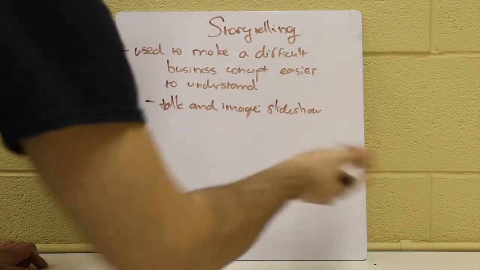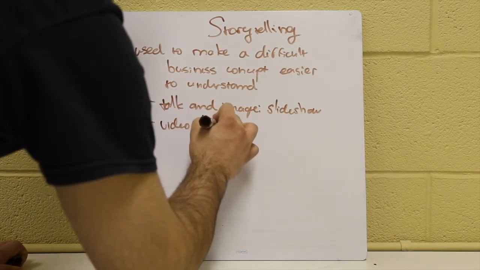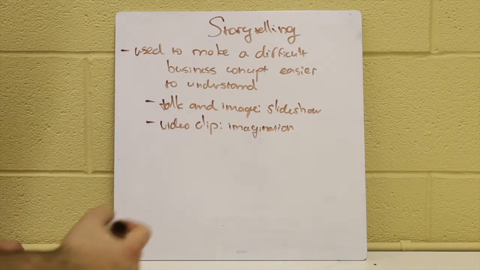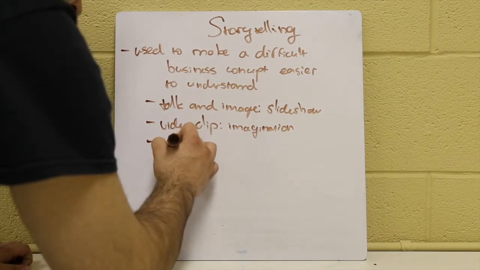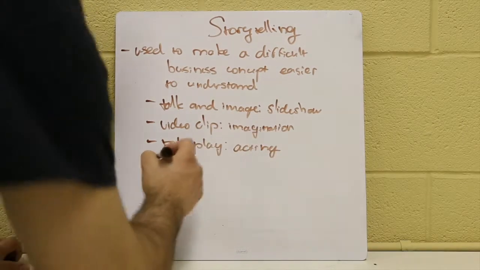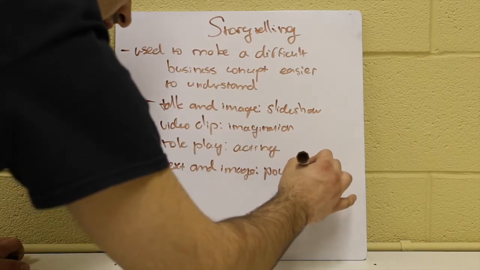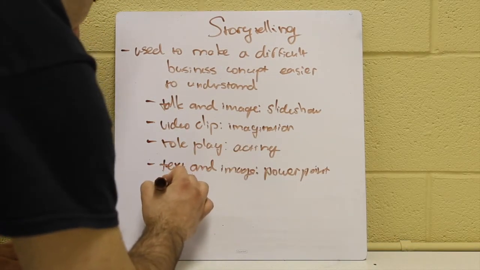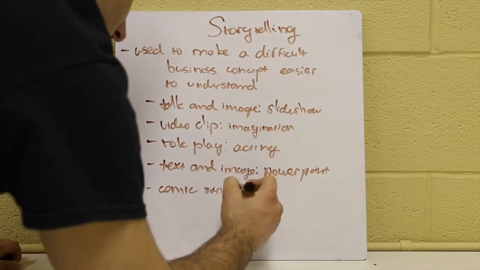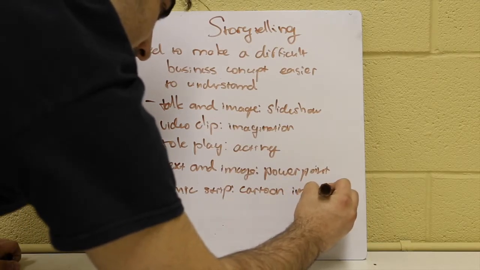First would be talk and image, which is simply a slideshow with a presenter speaking about the images, sort of like the slideshow Jeopardy that we do in class. Video clip is used to spark imagination in the customer, where you can use the video to break from reality and into fiction. Role play, of course, refers to acting out an idea or business concept to your customer, to your audience. Text and image is a PowerPoint where you're presenting images alongside text, as well as presenting. Finally, a comic strip, where you're simply using cartoon images to convey a concept or idea.